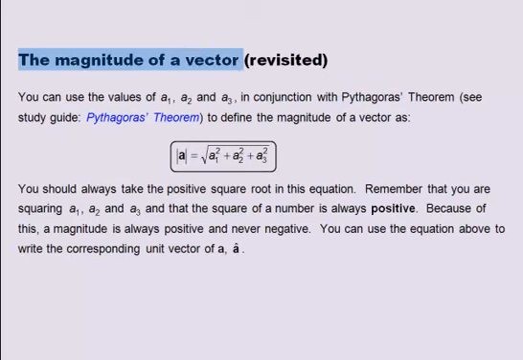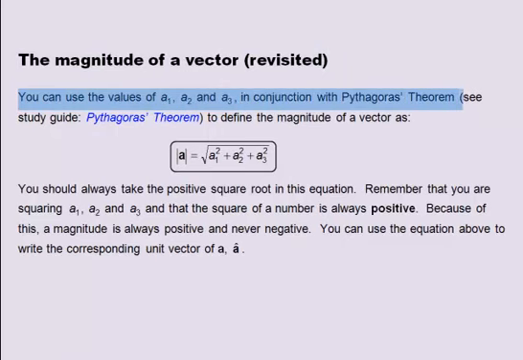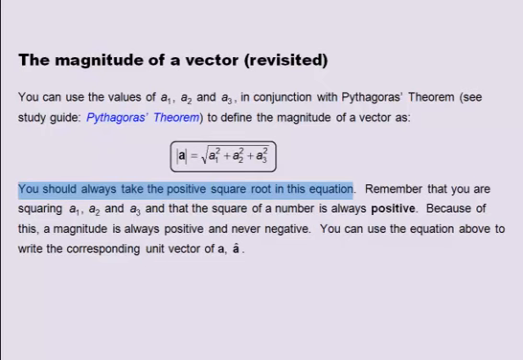The magnitude of a vector, revisited. You can use the values of A1, A2 and A3 in conjunction with Pythagoras' theorem, see study guide Pythagoras' theorem, to define the magnitude of a vector as the magnitude of A equals the square root of A1 squared plus A2 squared plus A3 squared. You should always take the positive square root in this equation. Remember that you are squaring A1, A2 and A3, and that the square of a number is always positive. Because of this, a magnitude is always positive and never negative.